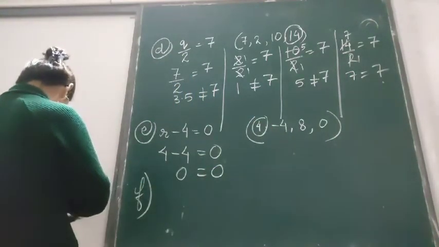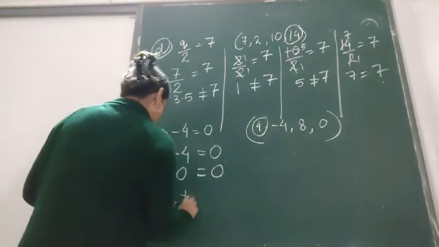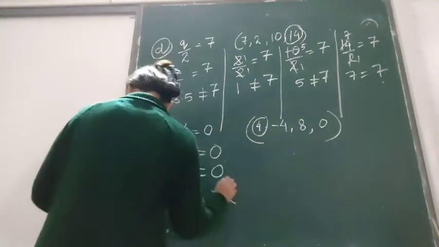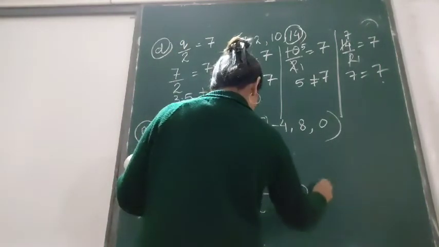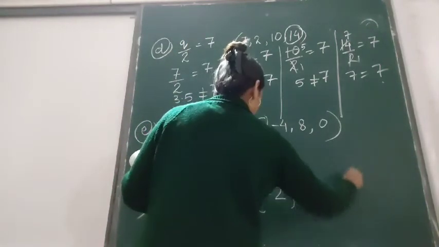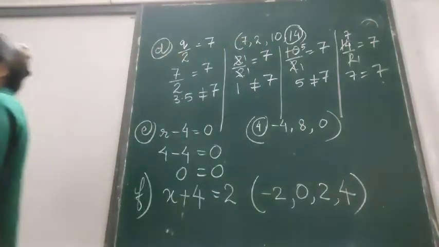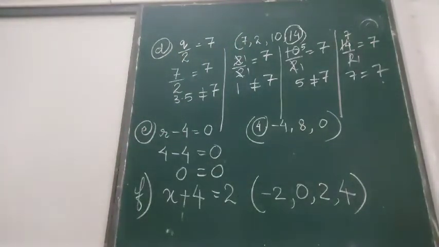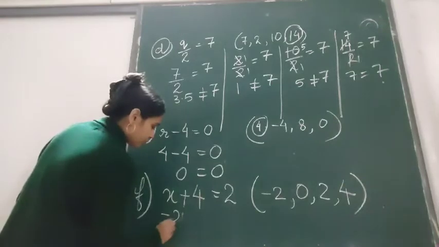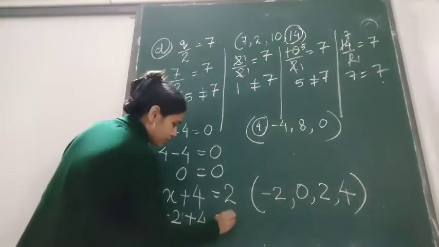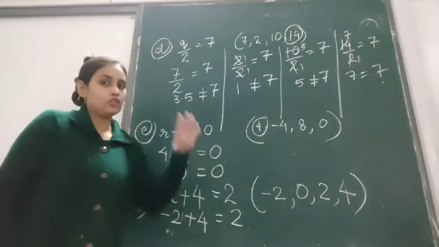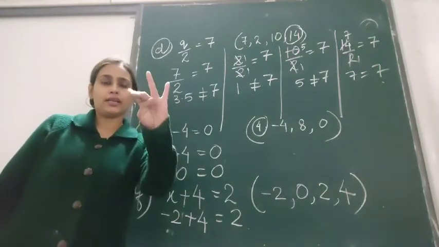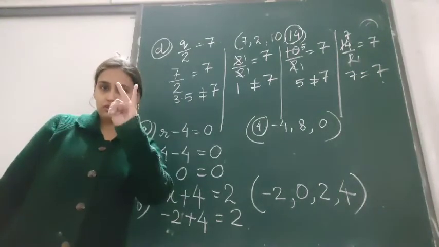Then F. x plus 4 is equal to 2. The options are minus 2, 0, 2 and 4. So let's put the value. What is the first value? Minus 2. Minus 2 plus 4 is equal to 2? Minus plus is minus, so we subtract 4 minus 2. What do we get? 2.